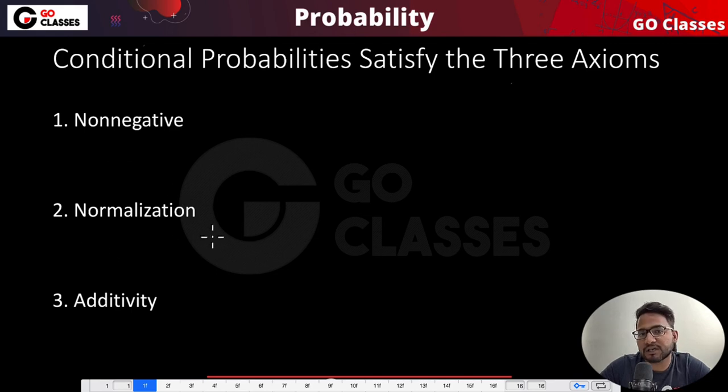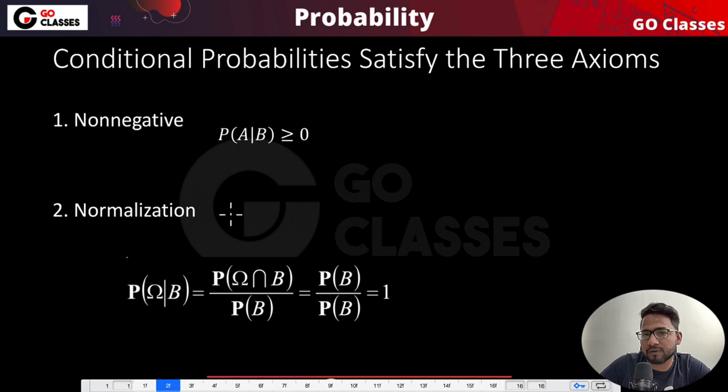Normalization, which means that the summation of all the probabilities is 1, and additivity. So I will tell you about these three. First, let me go to non-negativity, which means that the probability of any event given any other event is greater than or equal to 0. So this is the first axiom.